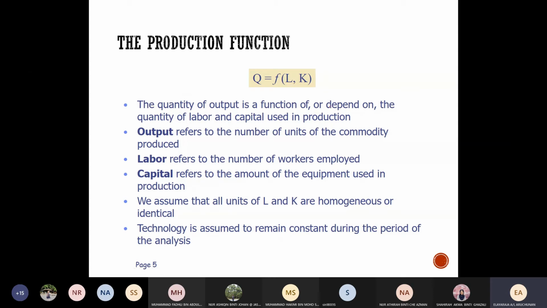So this, we just go in deeper. The quantity of output is a function that depends on the labor and the capital. So as you can see here, all right.